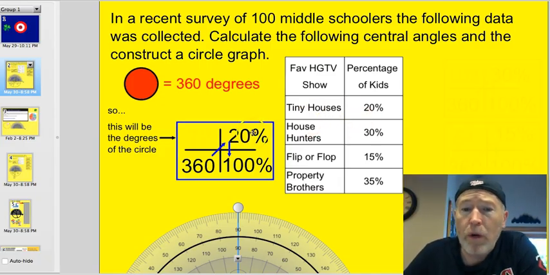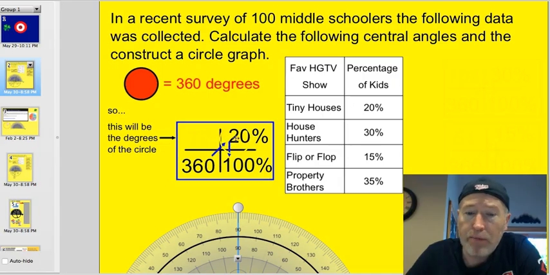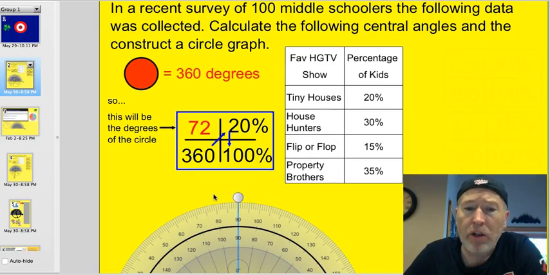We know that 20% out of 100% is going to be the same as something out of 360. So what I'm really doing is setting up this ratio proportion that'll find me two equivalent fractions. So 20% out of 100 is like something out of 360. I multiply diagonally, 360 times 20%, and then I divide by 100, and I get 72. I know that my first angle is going to be 72 degrees.